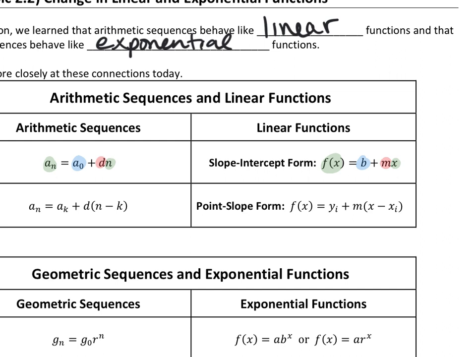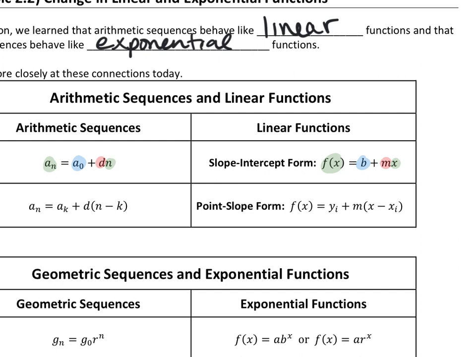They kind of look the same-ish, yeah? A sub n, f of x, n and x, they're both describing the name of the function or the name of the sequence, a and f, and then your variable, either n or x. Cool, fabulous, awesome. That is your slope-intercept form or your basic version of an arithmetic sequence.